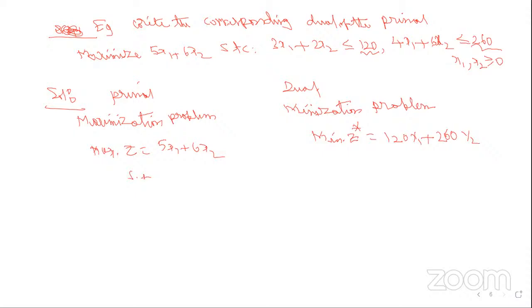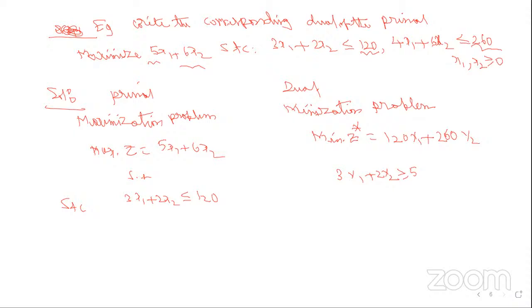Such that, subject to constraints: 3x1 plus 2x2 is less than or equal to 120 given. Here in minimization, we write 3y1 plus 2y2 is greater than or equal to 5, because the objective function coefficients come with the procedure.